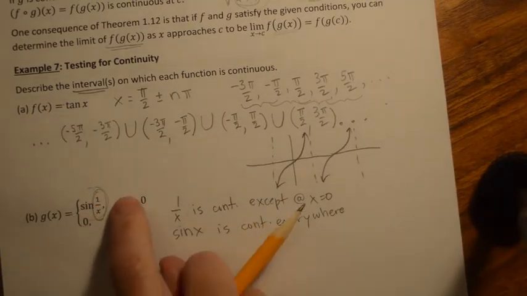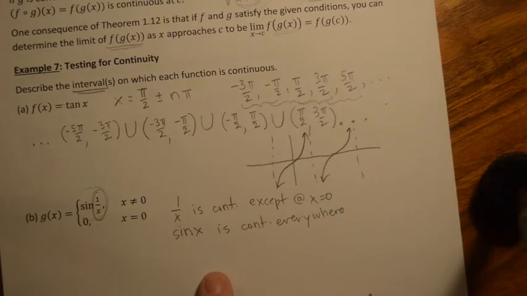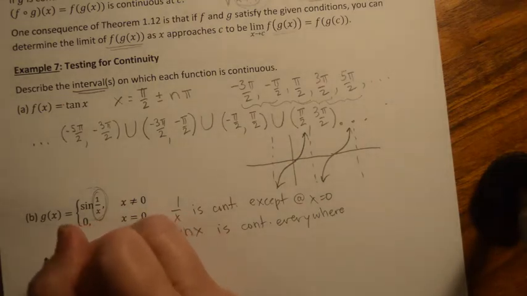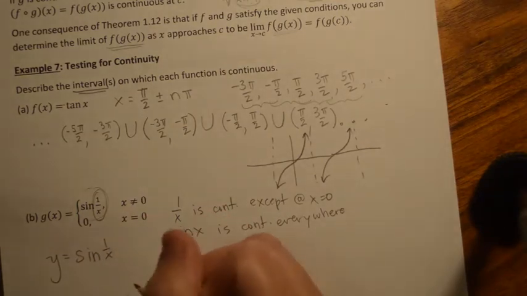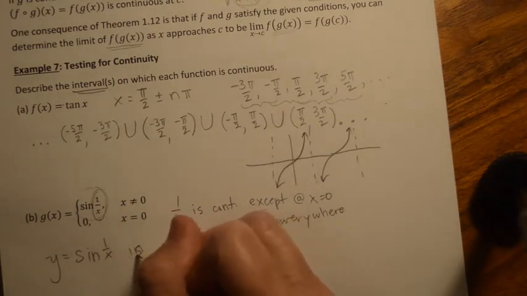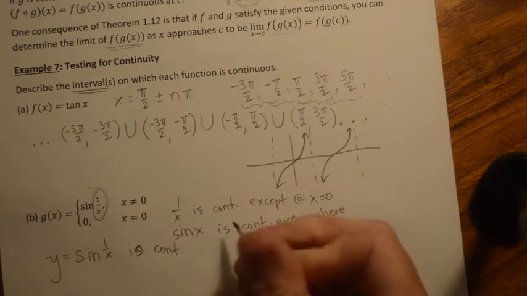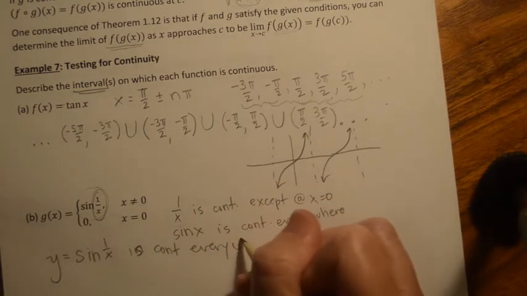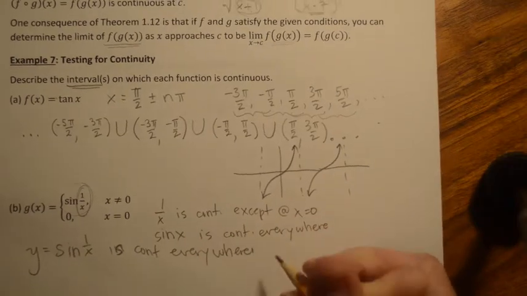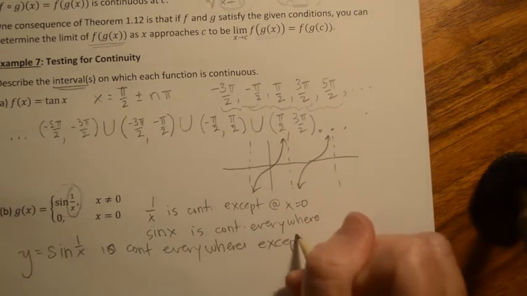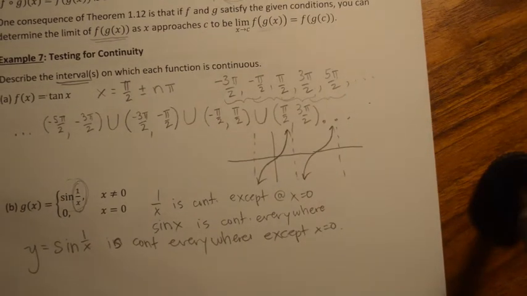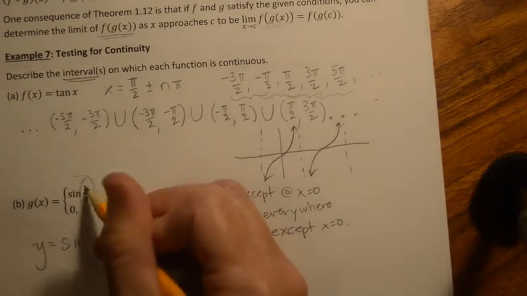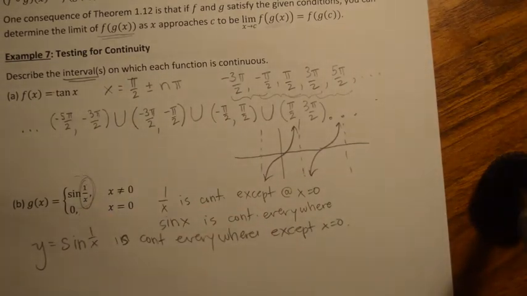So again, this is kind of the composition of those two functions. So y equals sine of 1 over x is continuous everywhere except x equals 0. All right. So then we just have to figure out what's going on right here.